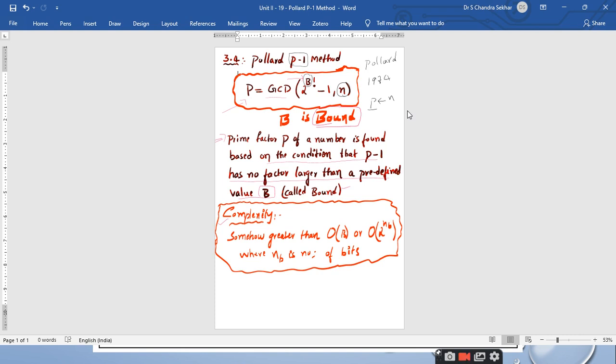So the Pollard p-1 method has a complexity somewhat greater than big O of B. What is this B called? Bound, sir. Bound, right? So this bound can be expressed as big O of 2 power n subscript b. Don't get confused with this notation. This is n subscript b, right? This n subscript b is nothing but the number of bits.